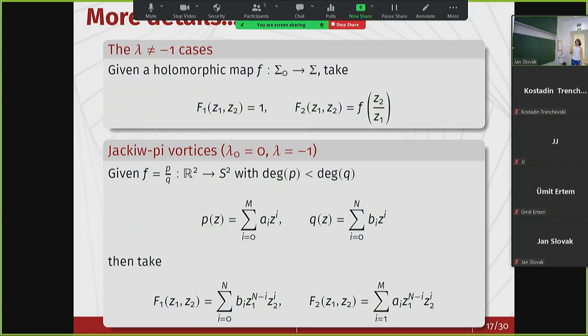So this was in the table that I showed you, in the terminology of the vortex community. So now the target space is R2 and the source space is S2, the two-sphere. So you give me a rational map. There are some constraints to make the computation easier, that is, the degree of the numerator needs to be smaller than the one of the denominator. So you have these explicit expressions for P and Q, and then the F's that you can take precisely to lift the map at the level of principal bundles are given by these expressions. Okay?